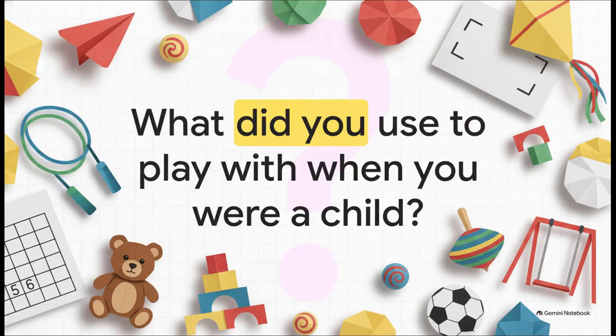Well, you've got the tools now. The affirmative, the negative, the questions, you've got the whole shebang. So I'm going to leave you with a question to practice. What did you use to play with when you were a child? Was it a specific toy, a game you played in the neighborhood? Think about it, use those grammar formulas we just went over, and let me know in the comments.